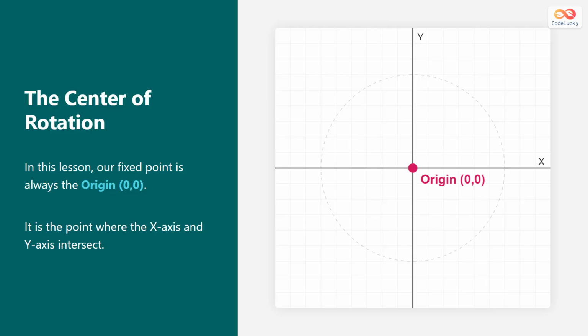In coordinate geometry, we need a specific fixed point to rotate around. For this lesson, our center of rotation is always the origin, the point (0, 0), where the x and y axes intersect.